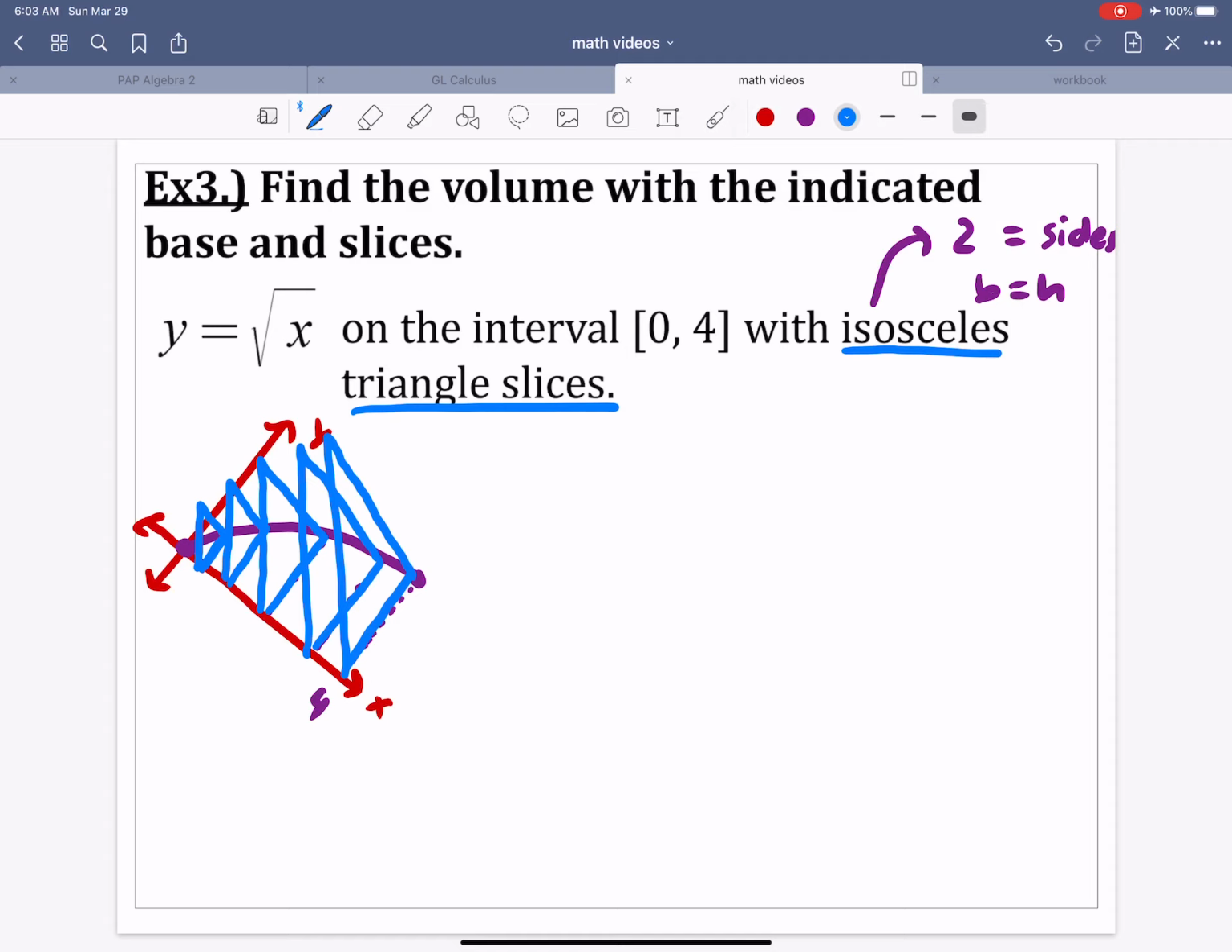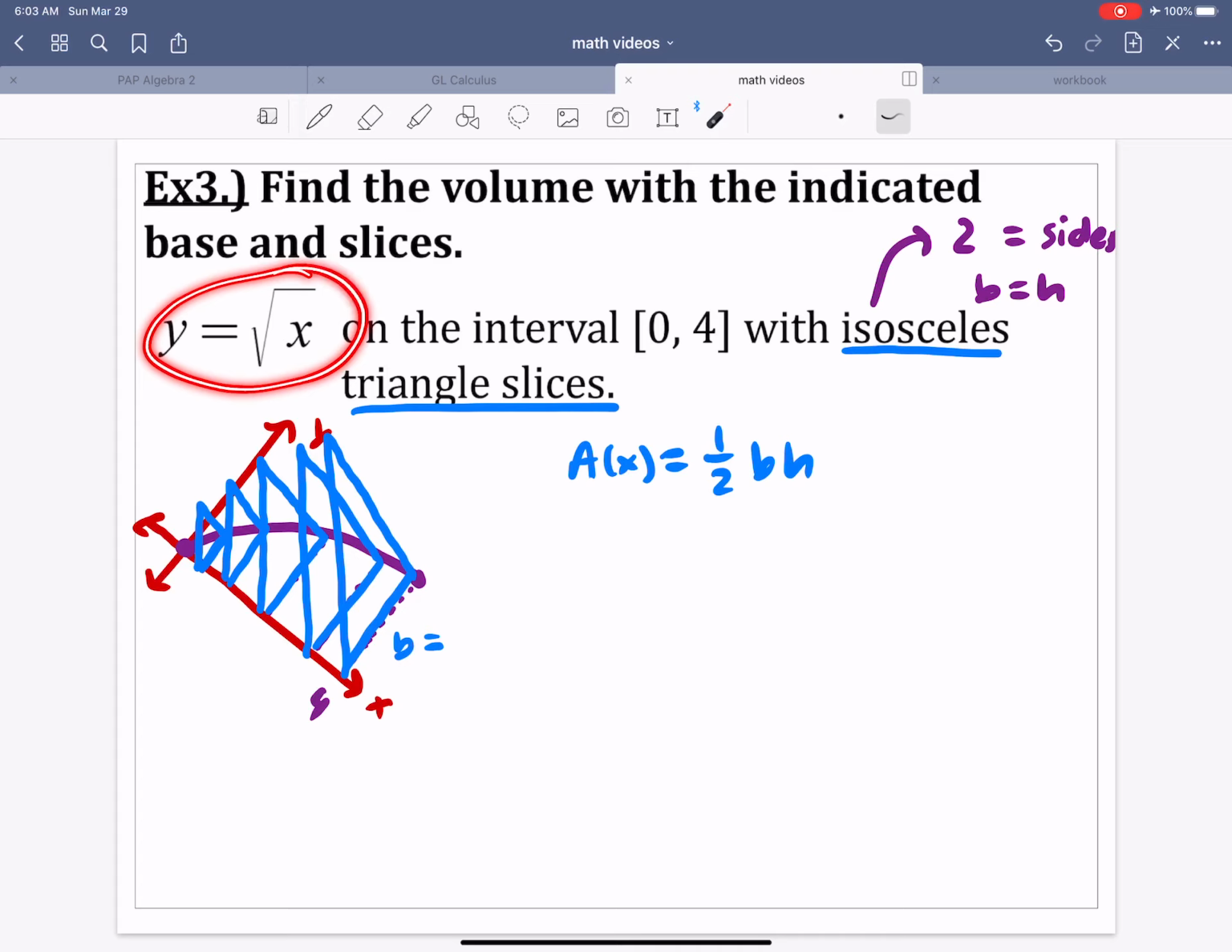So let's talk about area. The area of our cross sections, which are isosceles slices, is the area formula for a triangle. Now we need to figure out what the base is. If you look at the last triangle that we drew, the base is going to be this distance here. The base here is not 4, I need to plug 4 into the function. So the square root of 4 would be 2. So the base in this last isosceles triangle would be 2.